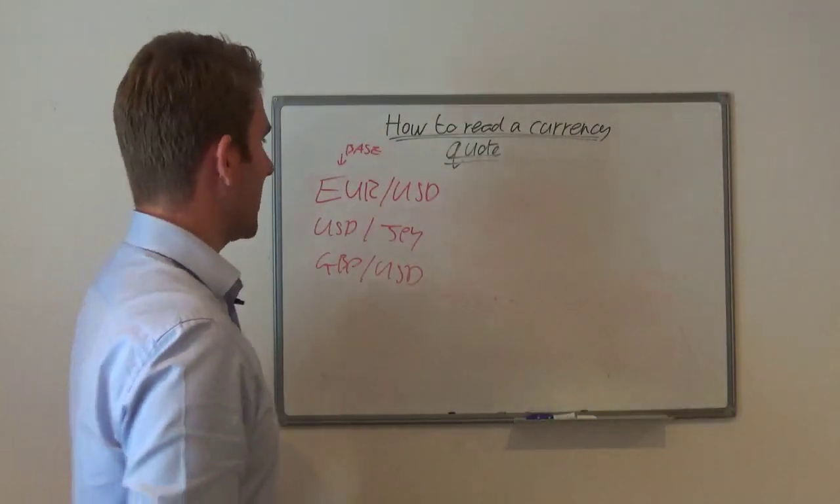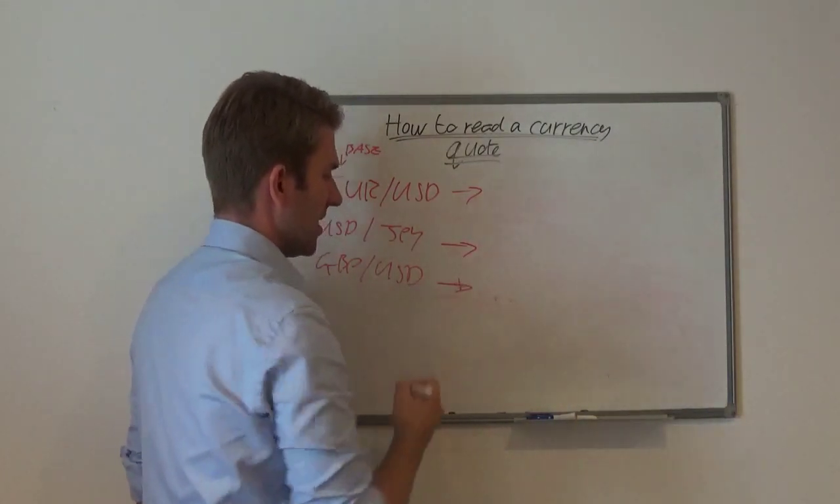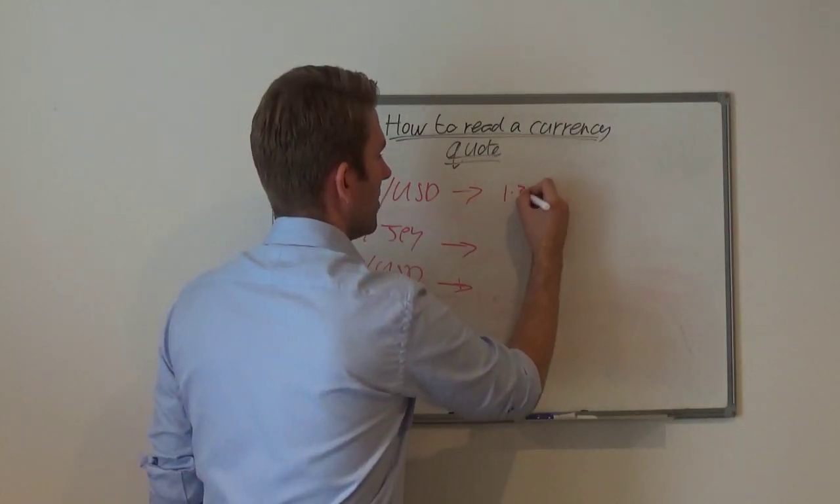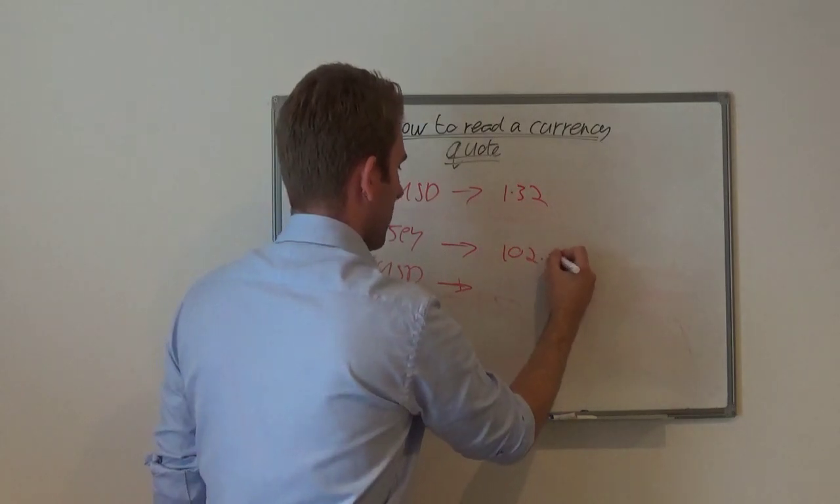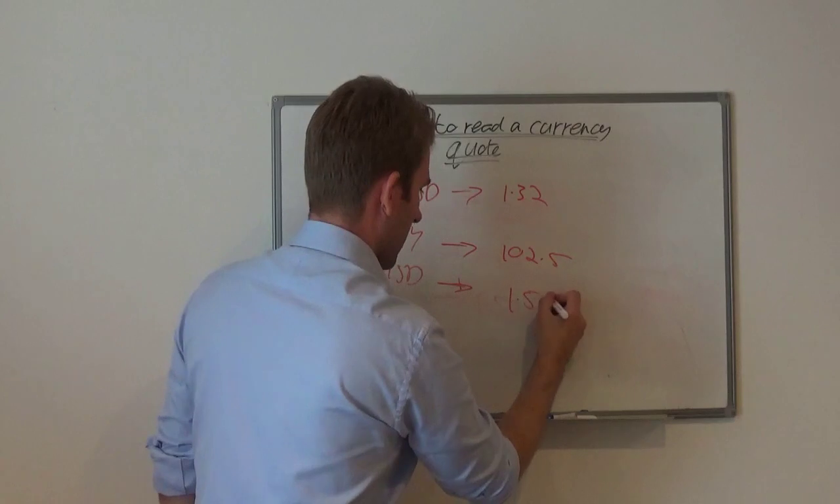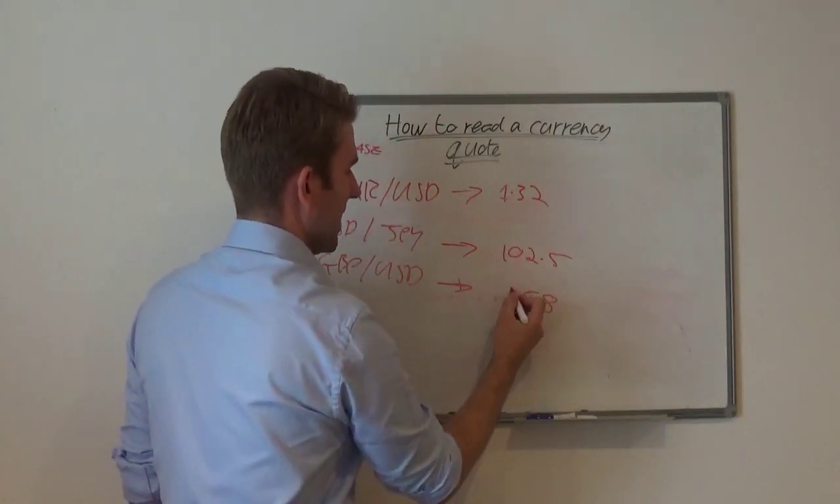So what do we get? So we've got a quote here, and I'm going to make these numbers up. These aren't market quotes, but let's just say we have a quote here of 1.32, we have a quote here of 102.5, and we have a quote here of let's go with 58. Right, what exactly does that mean?